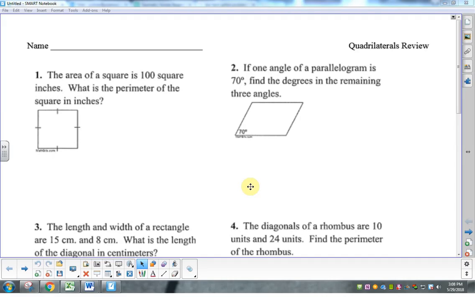Hi everybody, we are doing quadrilaterals review. There are 4 people in my room who want a shout out. This is it. Okay, quadrilaterals review.